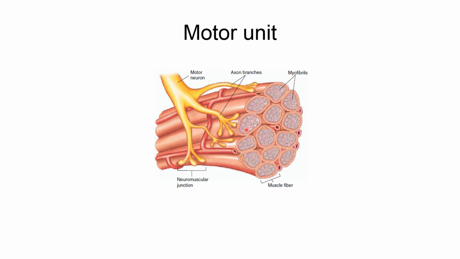When one muscle cell is contracted, it will produce the same type of force, and when all the motor units contract, they will produce the same type of force all the time. So that is called the all or none law.